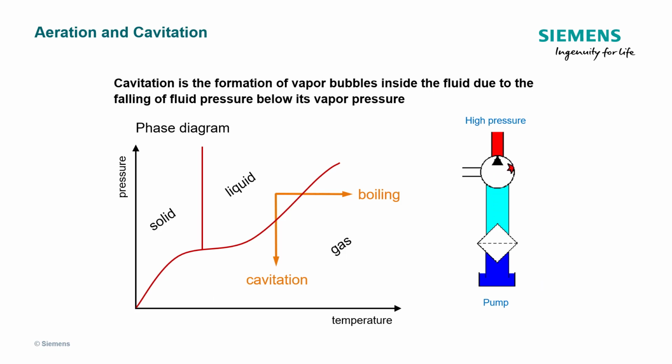Another important phenomenon is cavitation. Cavitation is the formation of vapor bubbles inside the fluid due to the falling of fluid pressure below its vapor pressure. We show in the graph the difference between boiling and cavitation. Boiling is the transformation from liquid to gas due to increase of temperature. Cavitation is transformation from liquid to gas due to decrease of pressure. One example of cavitation is given in the pump example. Cavitation occurs at the inlet of the pump due to pressure drop at the filter and to the suction of the pump.